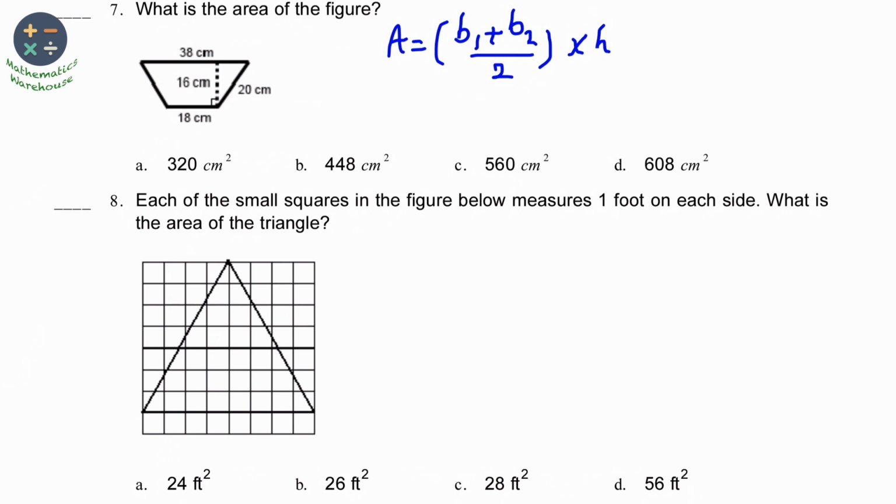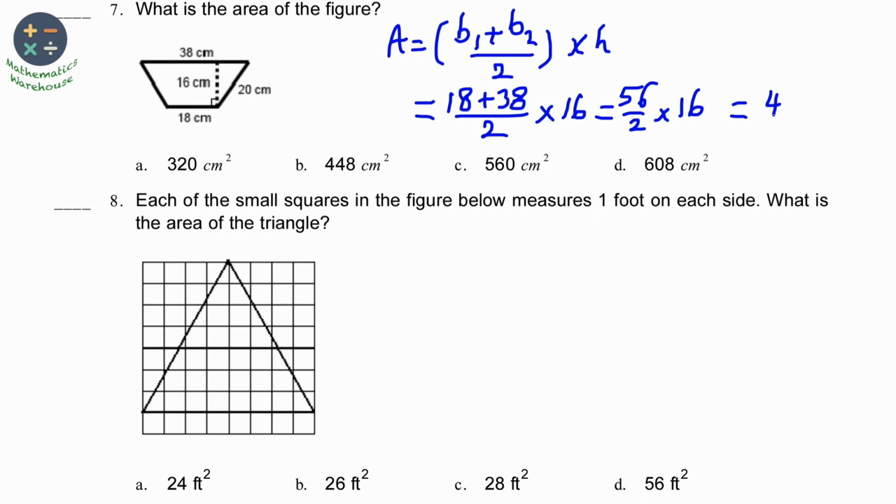Here we have B1 is 18 and B2 is 38 and the height is 16. So just substitute for these. So it would be 18 plus 38 divided by 2 multiplied by 16. 18 plus 38 is 56, divided by 2, multiplied by 16. 56 divided by 2 equals 28, and 28 multiplied by 16 would be 448, which is B.